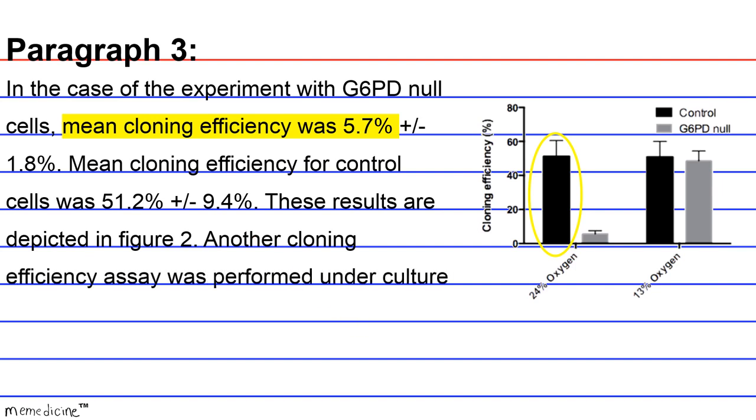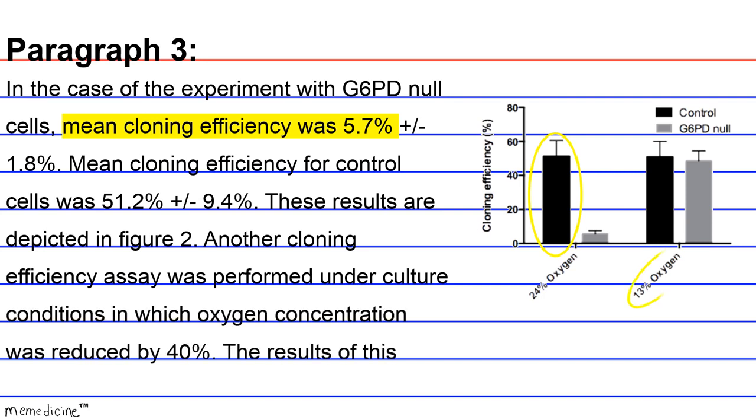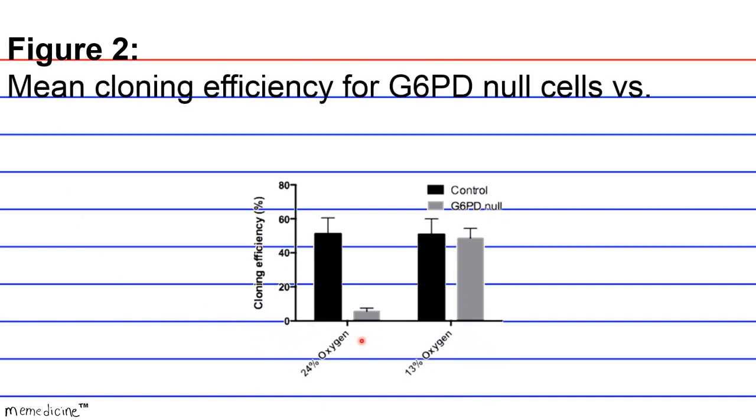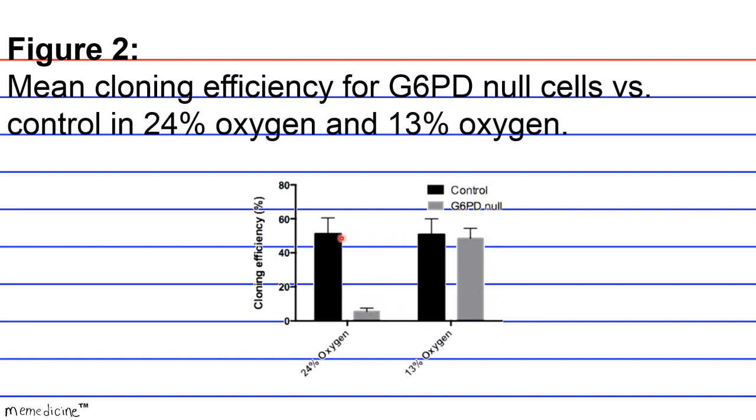Another cloning efficiency assay was performed under culture conditions in which oxygen concentration was reduced by 40%. The results of this experiment are depicted in Figure 2. Figure 2. Mean cloning efficiency for G6PD null cells versus control in 24% oxygen and 13% oxygen.